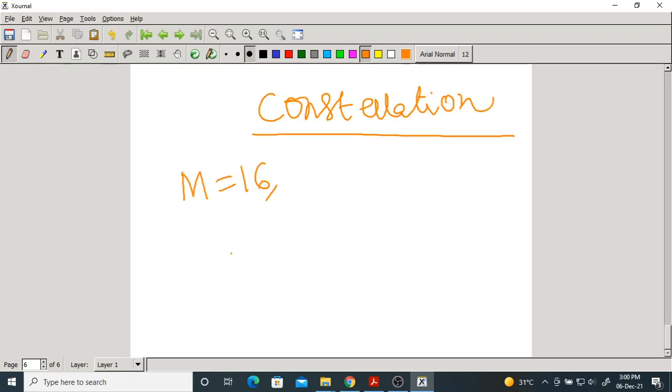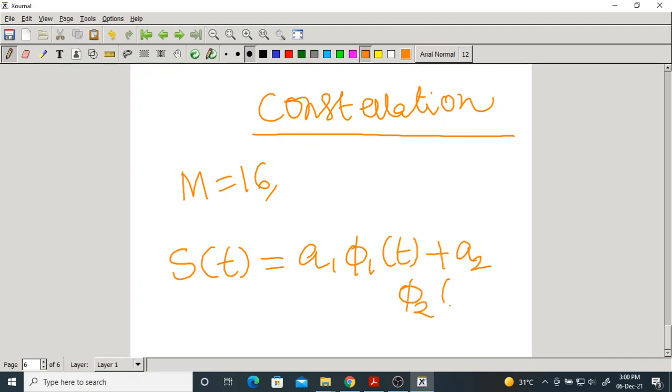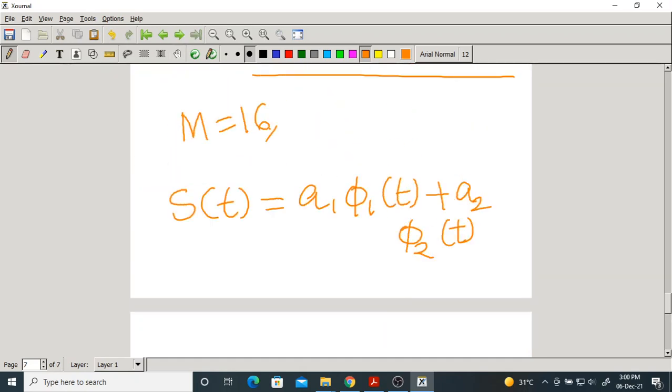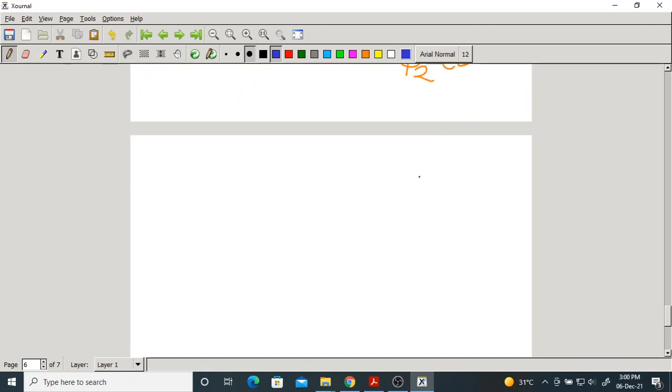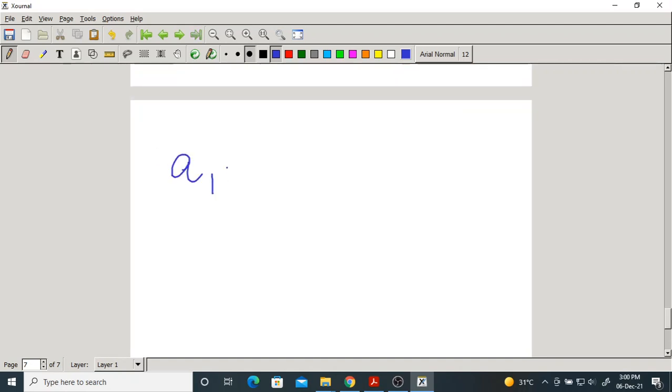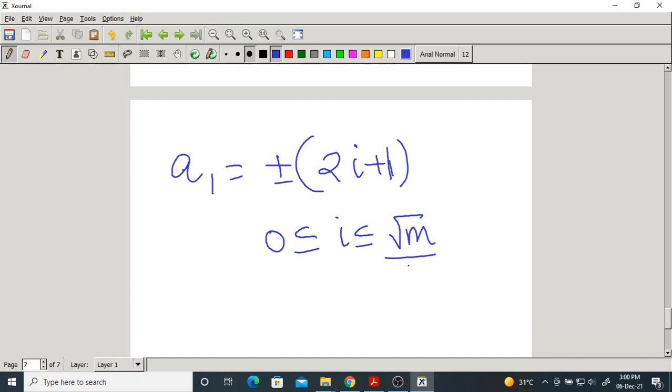Now what is S of t? A1 phi1 of t plus A2 phi2 of t. Now we have to find out A1, A2. It's a two-dimensional constellation, obviously. Why? Because here we need only two basis functions. Always we need only two basis functions. Now how is A1 defined? A1 equal to plus or minus (2i plus 1) A, when 0 less than or equal to i less than or equal to root M by 2 minus 1.